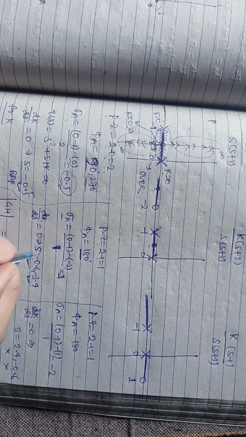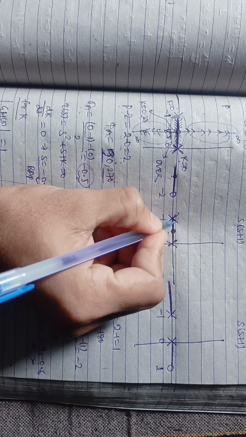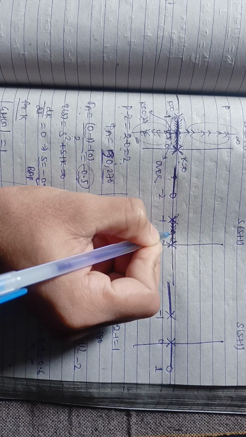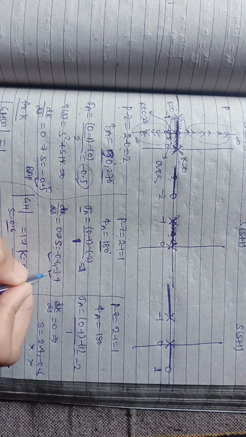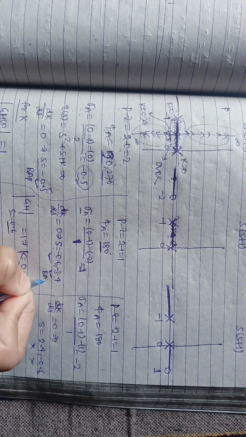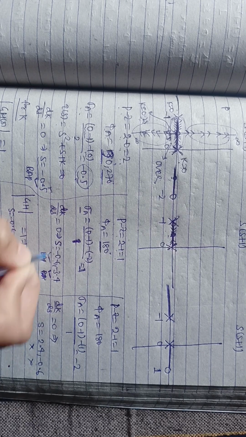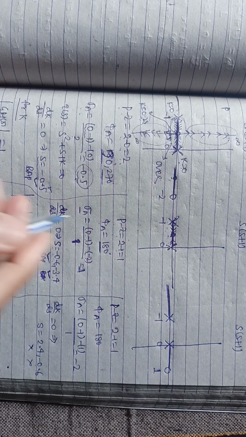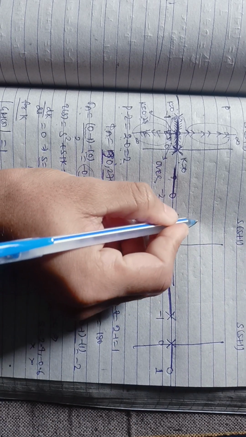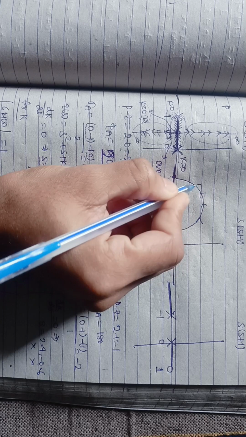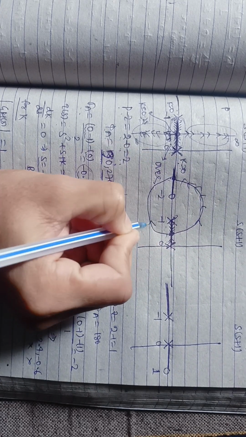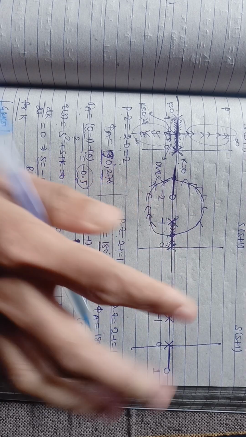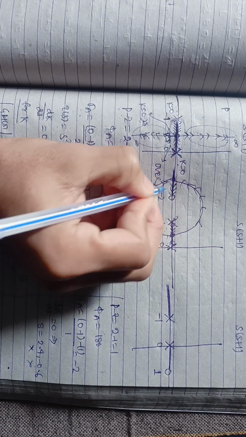So the root locus moves in this way. It is the breakaway point, where the root locus departs. A breakaway point always lies in between the poles. So it departs like this, it goes like this, and it should be symmetrical about the real axis. The root locus goes like this towards infinity.